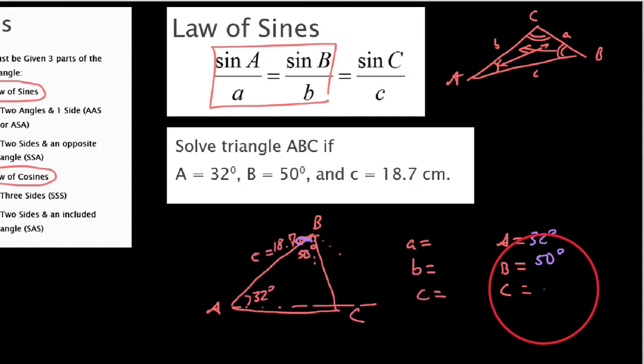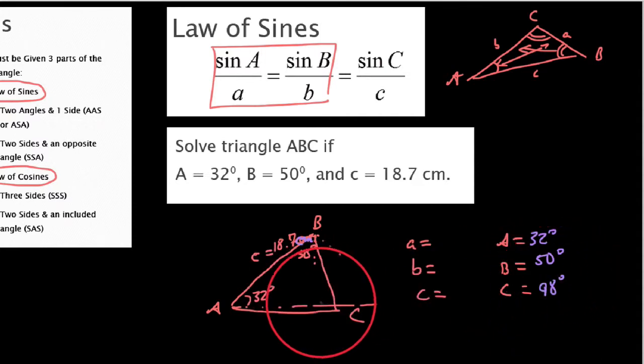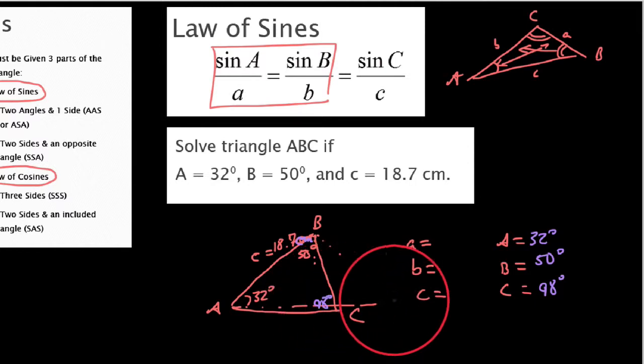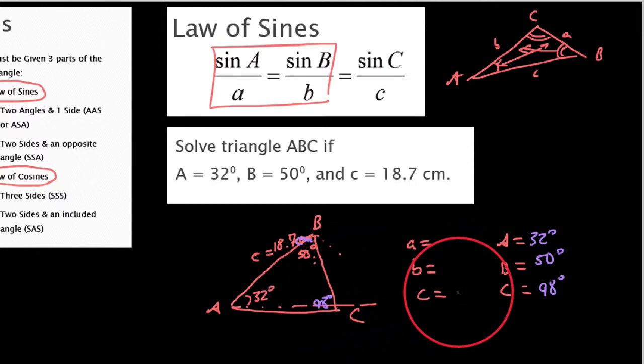And we get 98 degrees. So I say this is 98 degrees. And we can go label angle C, 98 degrees, and we should. And then we know lowercase c is 18.7 centimeters. So the idea here is this.